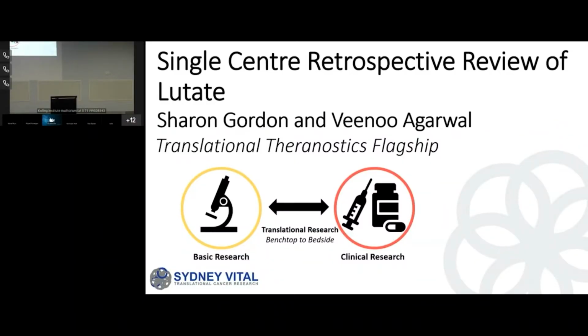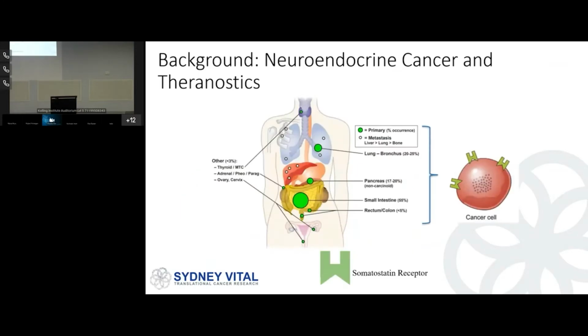benchtop to bedside. So just a brief background about theranostics. Theranostics basically can use any biological marker within the human body. But for my research, I'll be using the neuroendocrine system as an example. So here is a basic diagram of the neuroendocrine system, where you can see around the body there are several organs that contain neuroendocrine cells. The commonality between these cells is the somatostatin receptor.